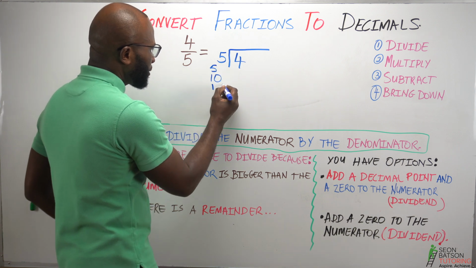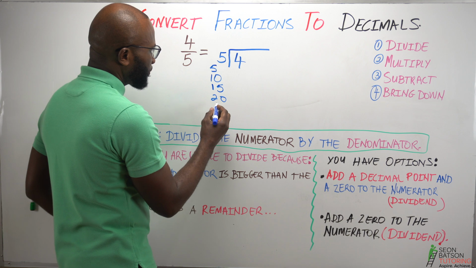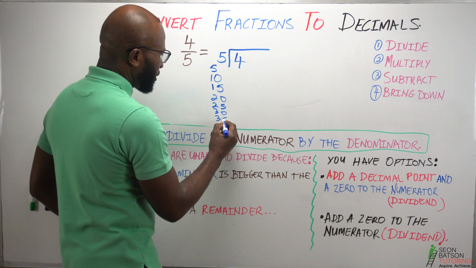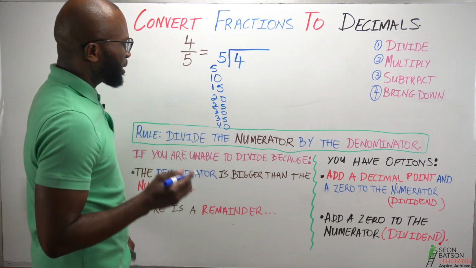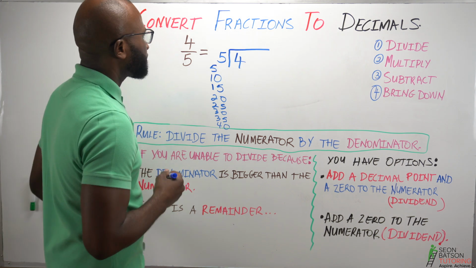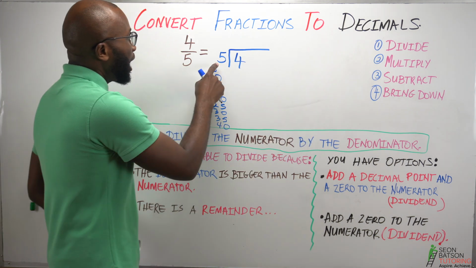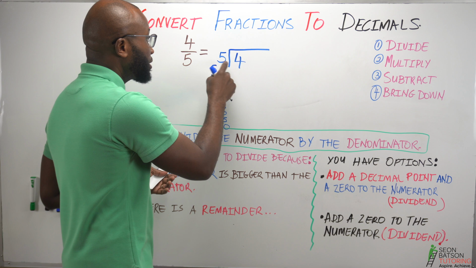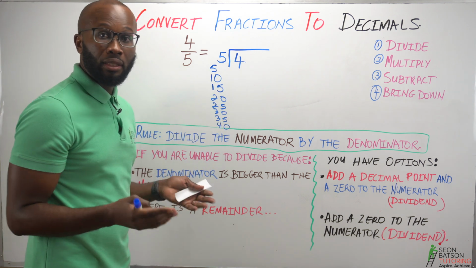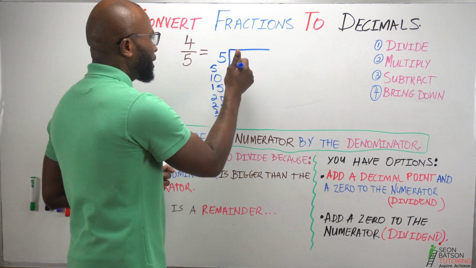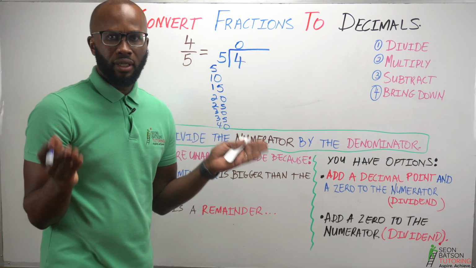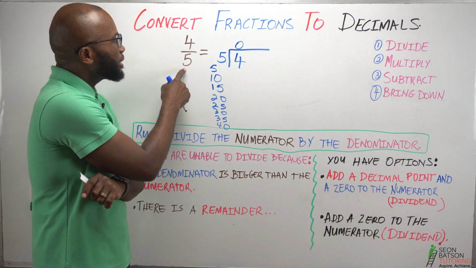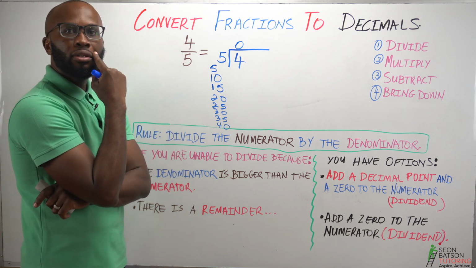5, 10, 15, 20, 25, 30, 35, 40. We can stop at 40. Now, let's divide. The first step is to divide. How many times can 5 go into 4? 5 cannot go into 4 because 5 is bigger than 4, and a bigger number cannot go into a smaller number. So 5 can go into 4 0 times. So we are unable to divide here because the denominator is bigger than the numerator.